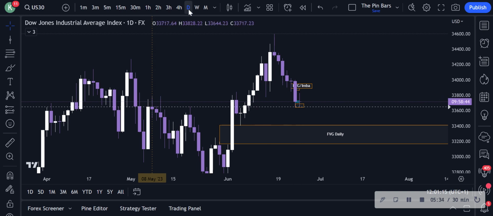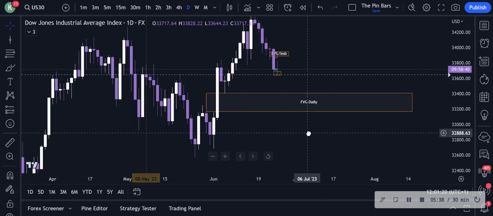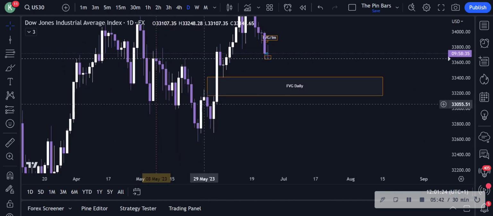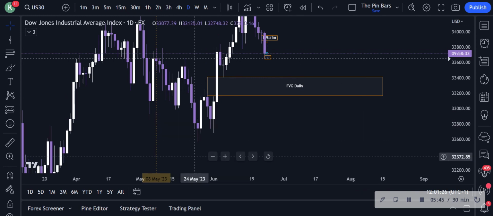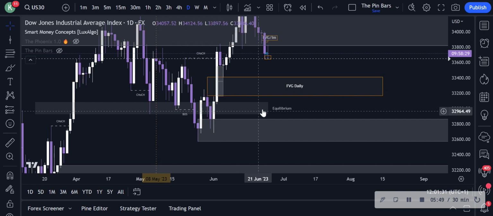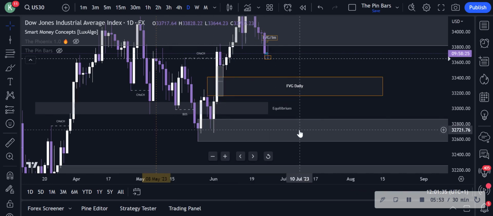trend shift. Okay. Now it could be heading to this imbalance right here, or it could be going further down to where the liquidity levels are. There's a zone right here, there's a zone right here as well. All right, if I were to turn on my money concept, so you can see there's an equilibrium right here, which is the zone areas, and like I mentioned, the zone which is just right here.